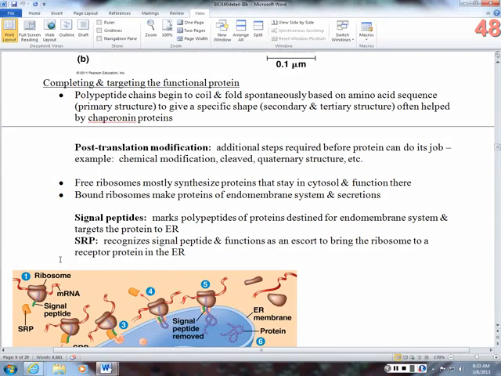So we have post-translational modification that's going to occur. After you've made the protein, a lot of times it needs to be modified a little bit before it's ready to go do its job. And that's what's going to happen afterwards.